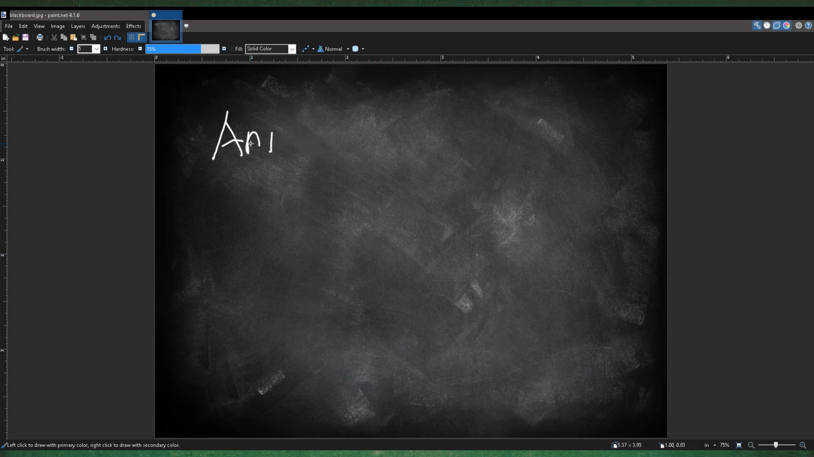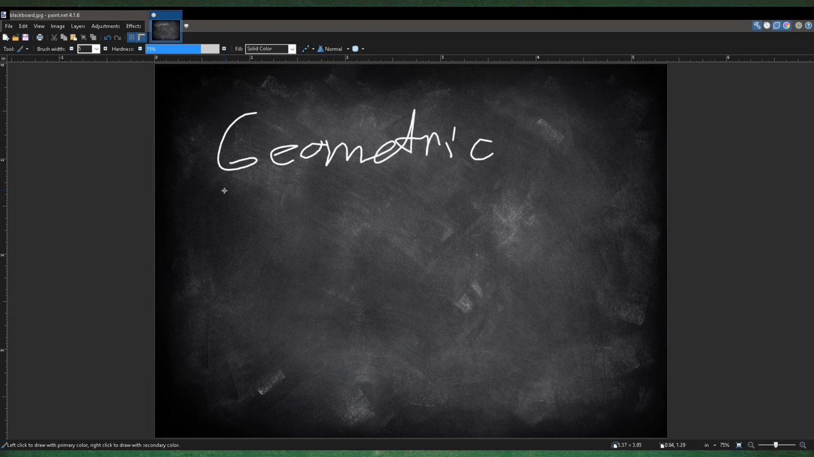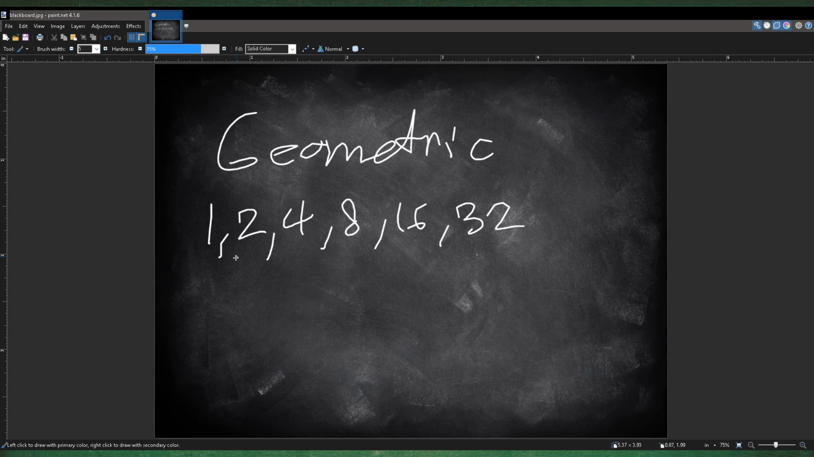And now we have a geometric sequence. A geometric sequence is basically a sequence like 1, 2, 4, 8, 16, 32. Because to get from 1 to 2, you have to multiply by 2. 2 to 4, you multiply by 2. 4 to 8, multiply by 2. 8 times 2 is 16. 16 times 2 is 32. So the next number after 32 would be 64 because you multiply by 2. So that would be a geometric sequence.